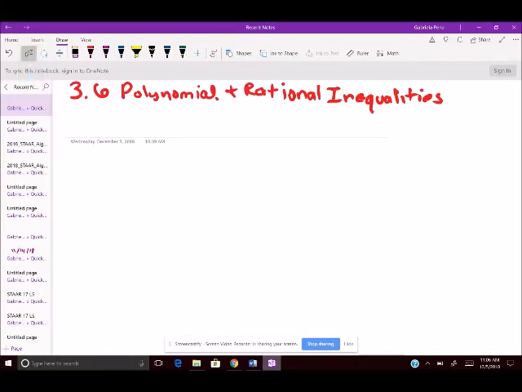Okay, so 3.6, the last lesson that we're going to be covering that will be part of your midterm, is 3.6. It is polynomial and rational inequalities. It is a lot of work, but it's just time consuming, not that it's difficult. So we need to keep in mind a couple of things.